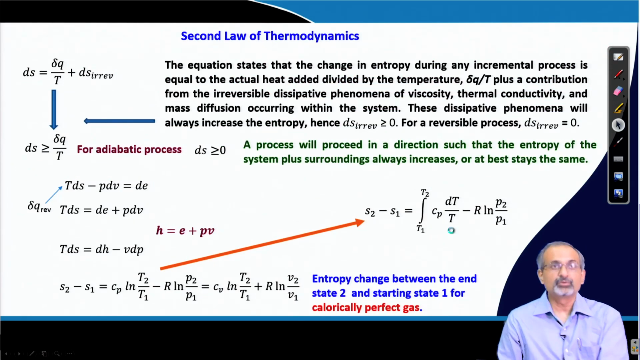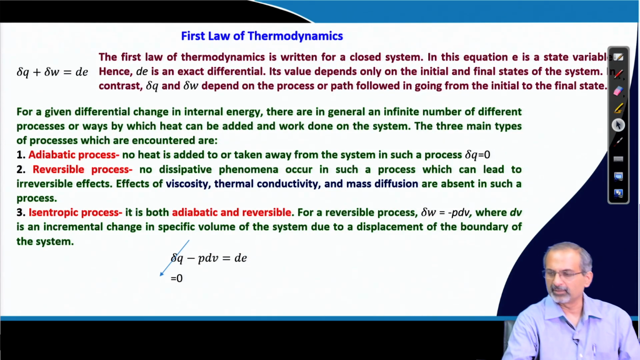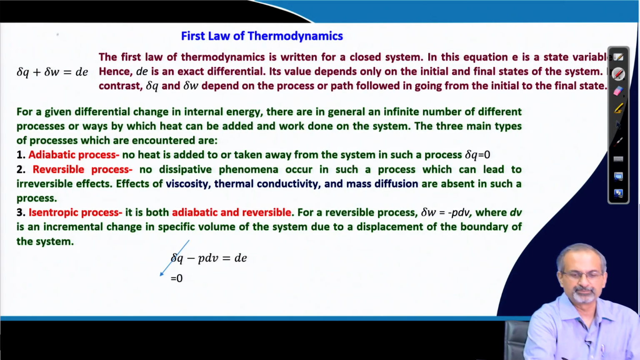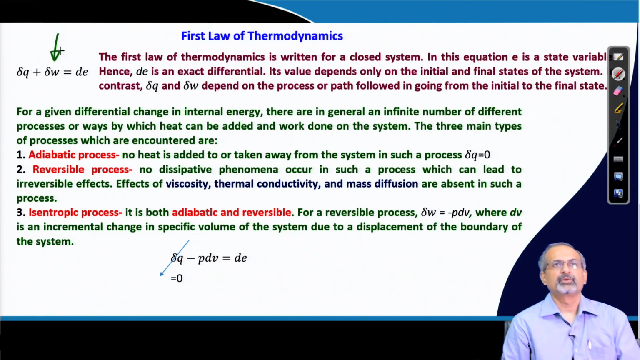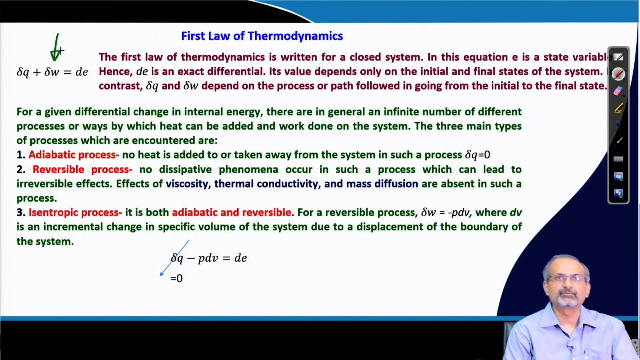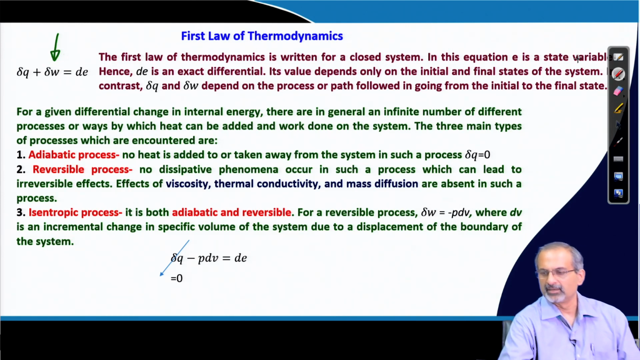Let us go to the first law of thermodynamics. A quick recapitulation, we had discussed it earlier also when we discussed deriving the energy equation, but we are revisiting it once more quickly. So, this is the statement, you have del q plus del w equal to dE. The first law of thermodynamics is being written for a closed system here for simplicity, and in this equation E is a state variable and hence it happens to be an exact differential. So, its value depends only on the initial and final states of the system. That is basically a characteristic of a state variable.